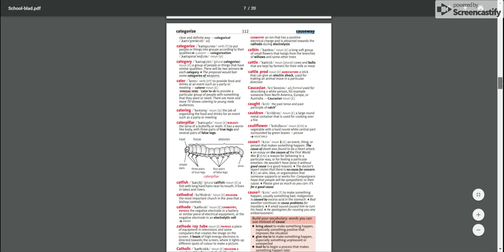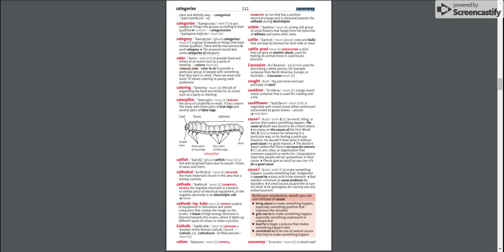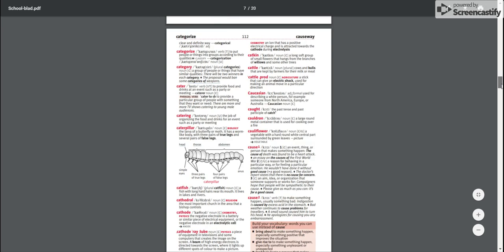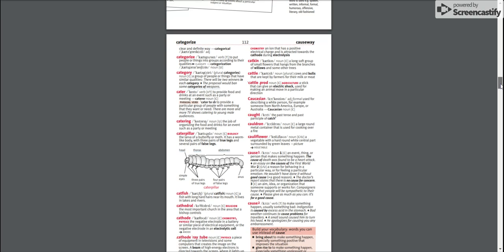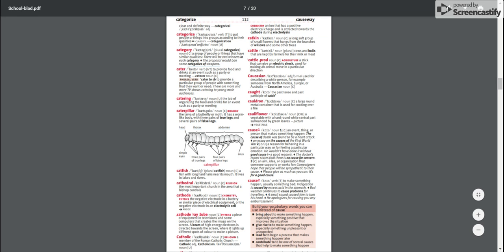If I scroll down a little, because we can't quite see the whole thing, there you see it at the bottom, causeway. Now we can also see that not all of the information about causeway is on this page. A little bit goes on to the next page. But nevertheless, causeway is the last word on the page. So that's all that guide words are. They are just two words at the top of each dictionary page, and they tell you the first word and the last word on that page.